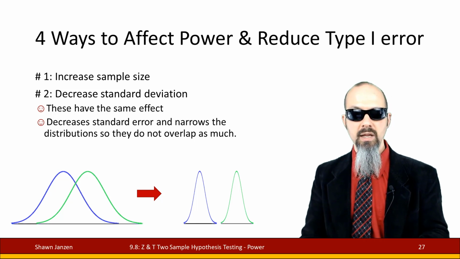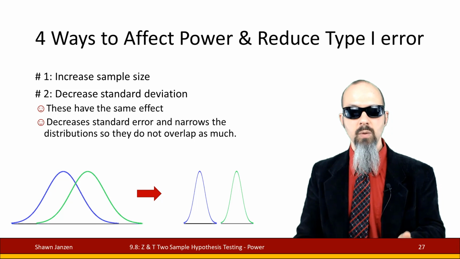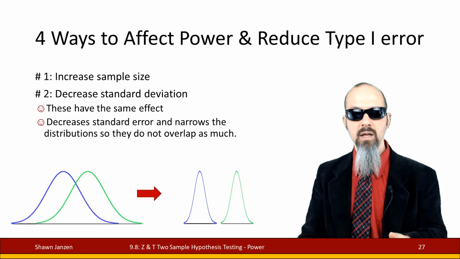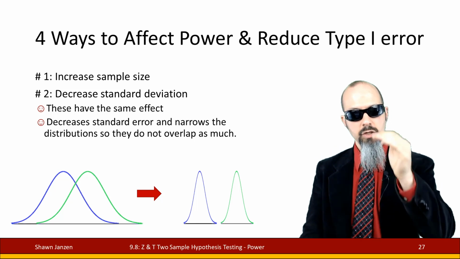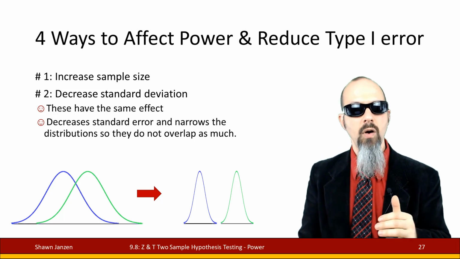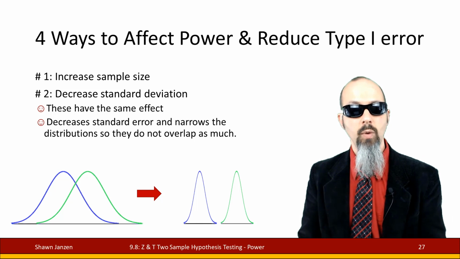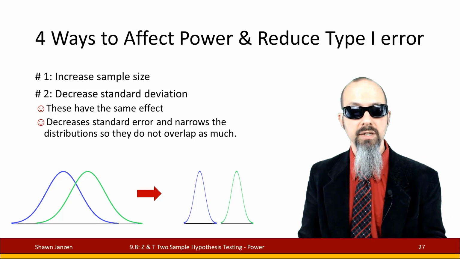So keep in mind, visually speaking, when you're decreasing the standard error, it is causing our distributions to become thinner and tighter and taller. So it is reducing the amount of overlap between our distributions when we do either or both of these strategies.